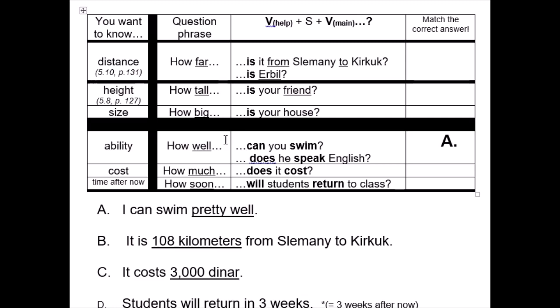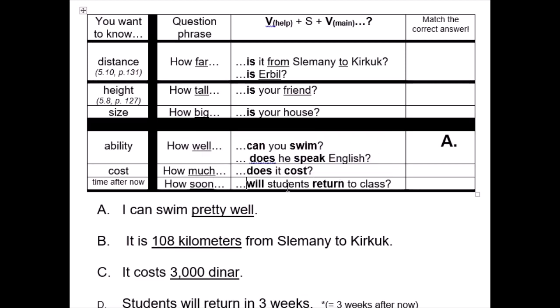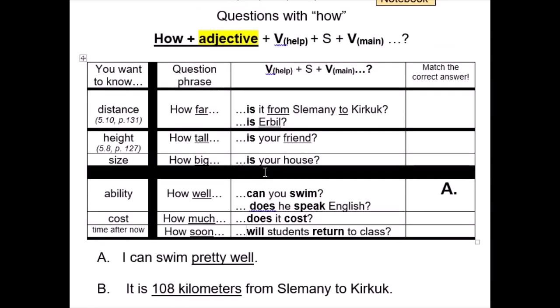Ability is how well can you swim? Or how well does he speak English? Okay, so it's asking, describe the way that they do the action, okay? For cost, it's how much does it cost? How much does the car cost? Okay. Which car? That car, okay? Time after now, how soon will students return to class? Okay. So these are different ways to use how plus adjectives.